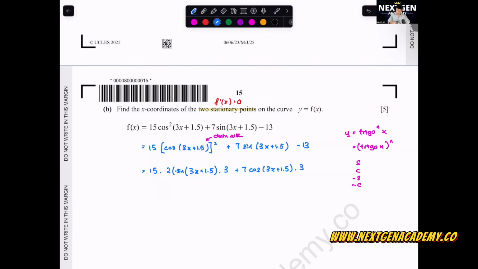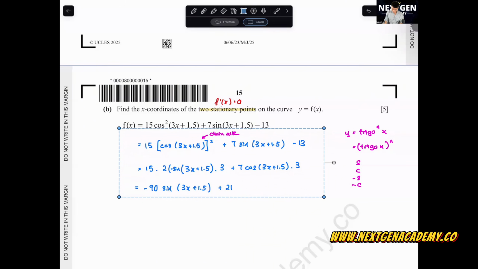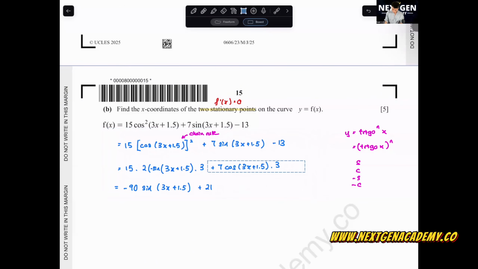Right, let's multiply this up. 15 times 2 times 3, we will get 90. Minus 90 sine of 3x plus 1.5 plus... Okay, you see, I also did it wrong already. Wait a minute. Okay, sorry, teacher is a bit blur already. Doing all this part all wrong.